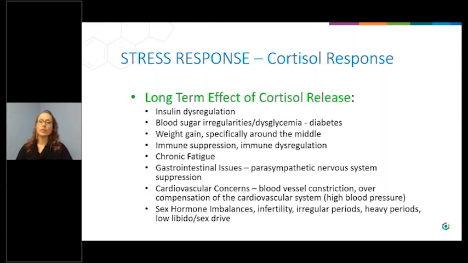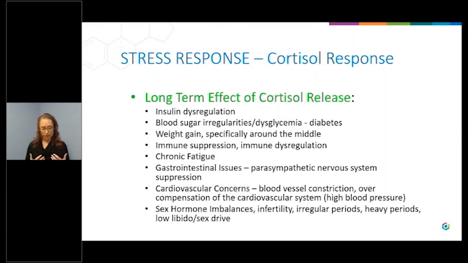Immune suppression and immune dysregulation, chronic fatigue, and this is usually longer term of cortisol, right? Like your body's burning through cortisol and your gas tank is getting empty. You don't have enough cortisol to continue to support that long-term response to stress. Gastrointestinal issues, things have been shut down, right?